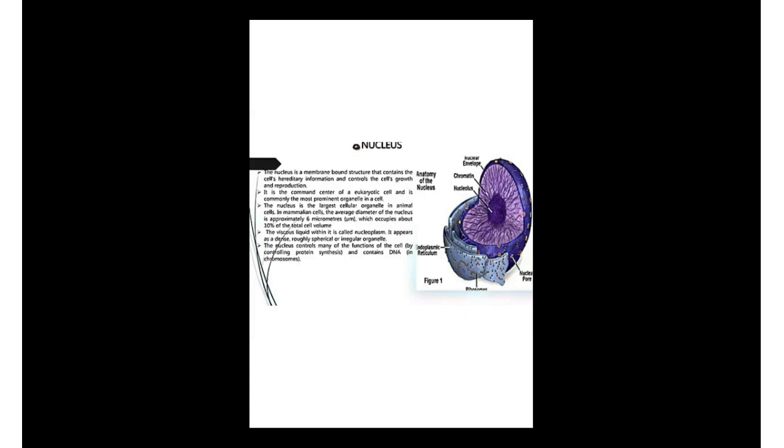It appears as a dense and roughly spherical or irregular organelle. Why is it so irregular? Because it is covered by the endoplasmic reticulum from outside, so it protects the nucleus from outer structures. The viscous liquid within the nucleus is called nucleoplasm, and it appears dense and roughly spherical or irregular. It is not oval, it is spherical in shape, with irregular organelles.